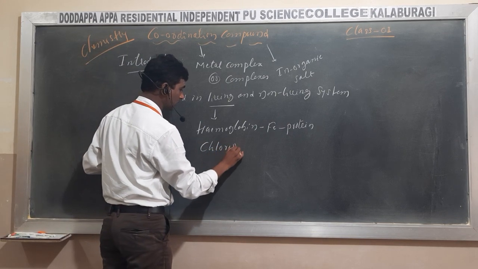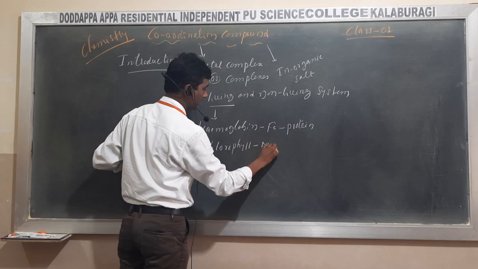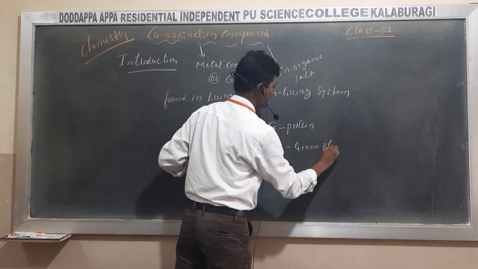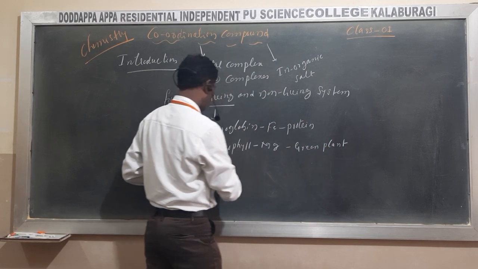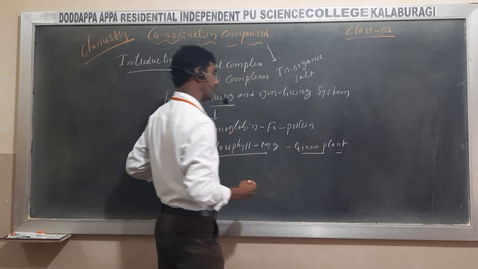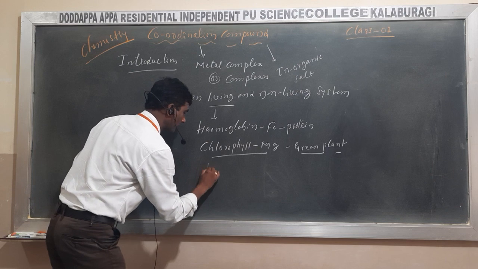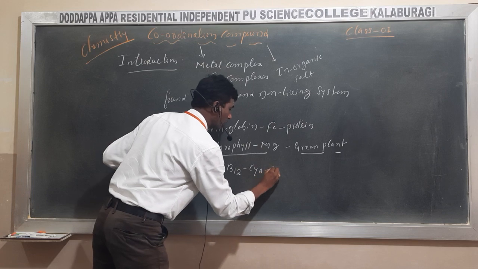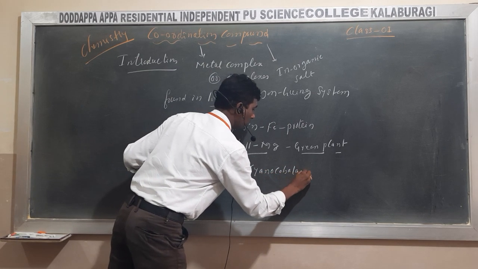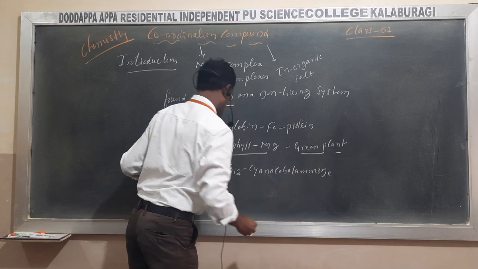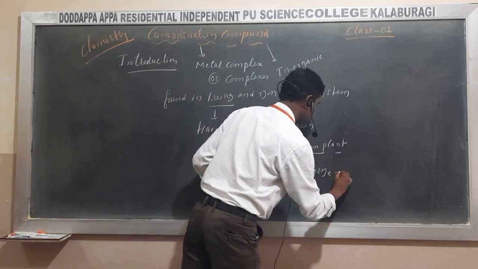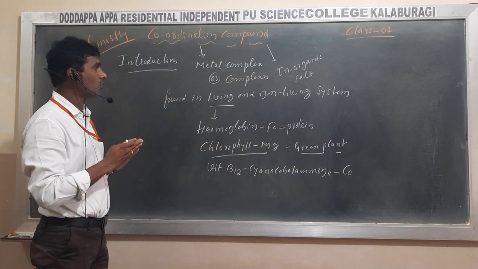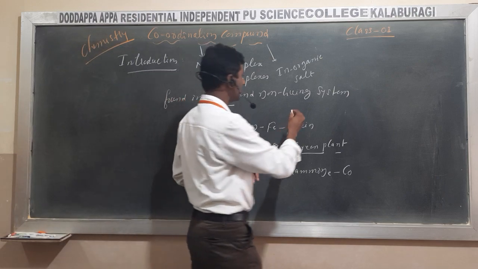The next is chlorophyll. This chlorophyll is a magnesium complex. It is a pigment which is present in green plants. And the next is vitamin B12, also called cyanocobalamin. The central metal atom is cobalt. So this is the importance or the uses of coordination compounds.